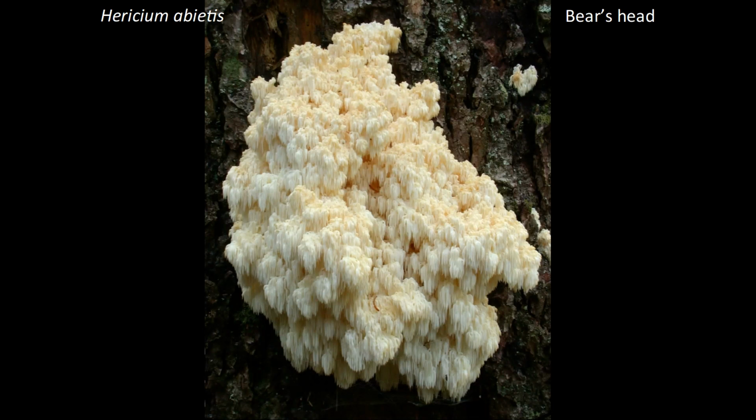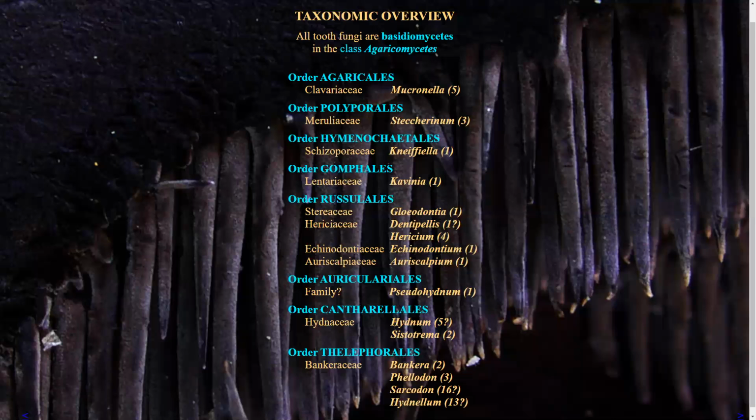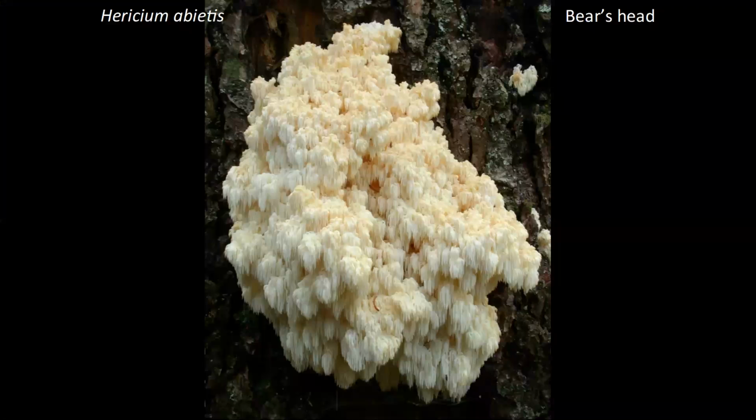Okay, these things are lovely. This thing was probably about a foot from bottom to top, and they are quite delicious. They are actually in the Hericium, in the Russulales. Oh, sorry, I was thinking about the Hydnum, so I was going to say they're related to chanterelles, but that's another group just a little further down.